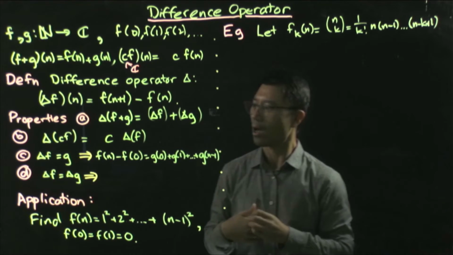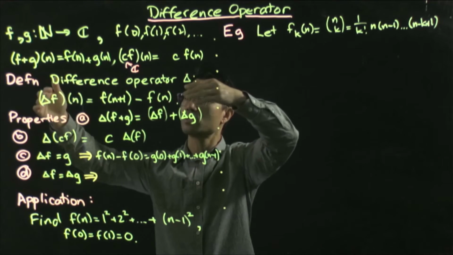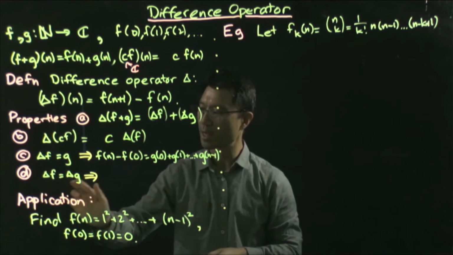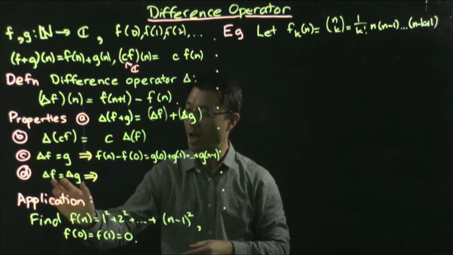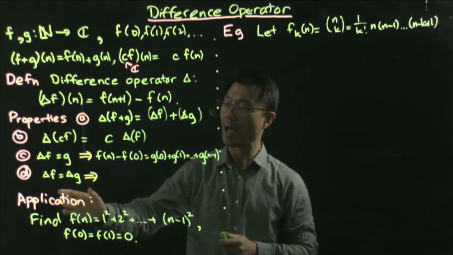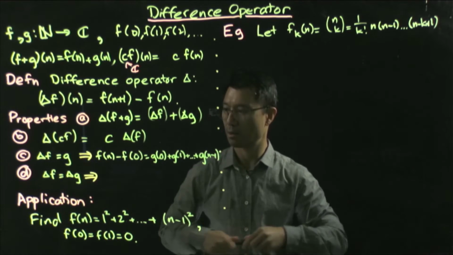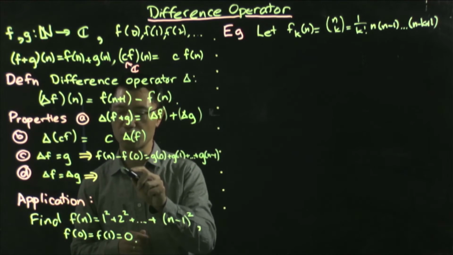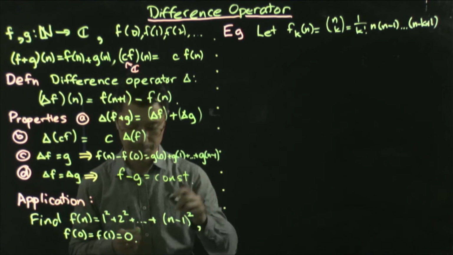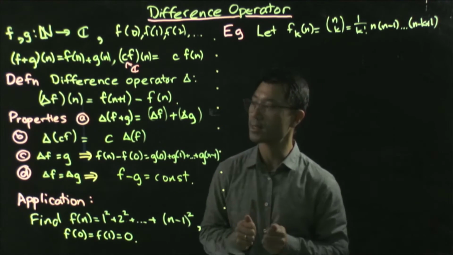The final thing, which is very useful when you need to do this process of taking the so-called inverse of the difference operator, is the following. Suppose delta f equals delta g. How different are f and g? Well, you know that if you have two functions and their derivatives are the same, then they differ by a constant. And the same is true here. If delta f equals delta g, then f minus g equals a constant. And the way to prove this is very, very simple. So why is that true?